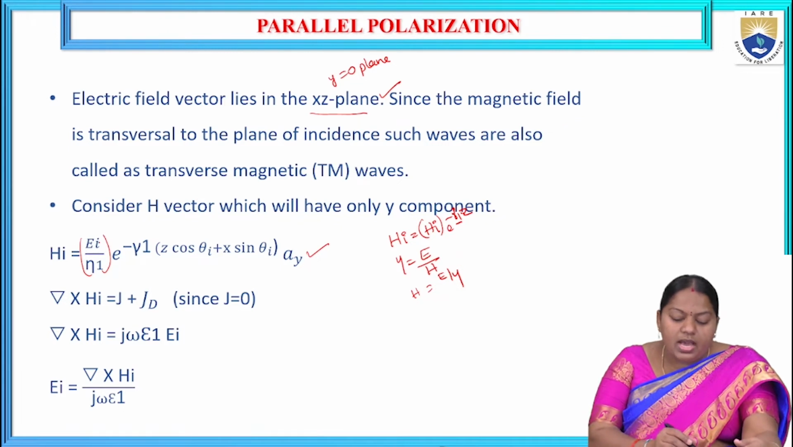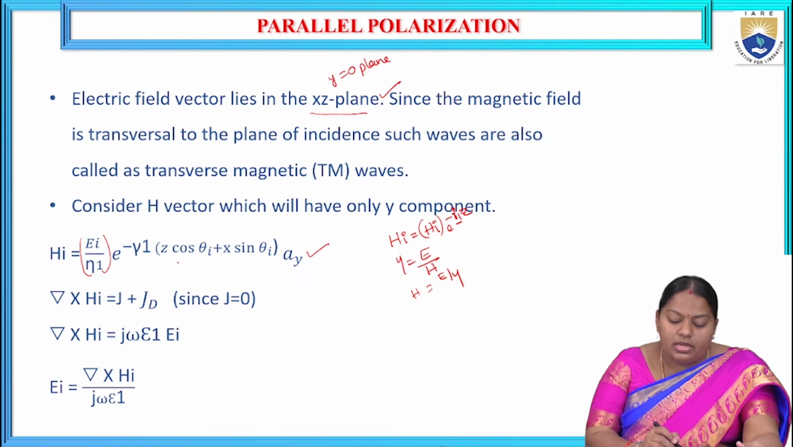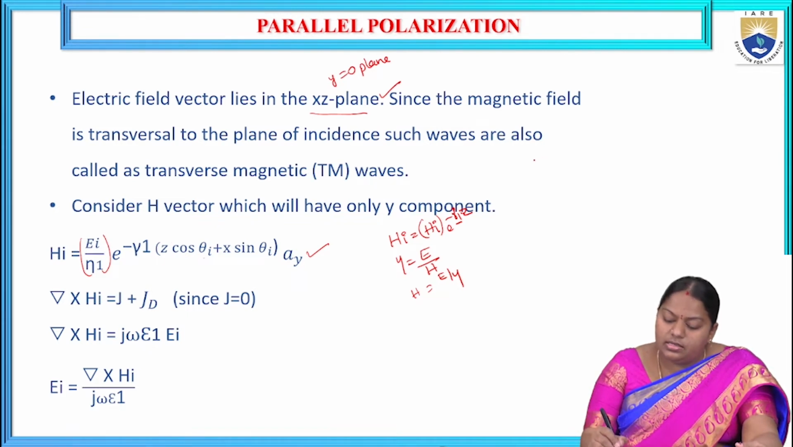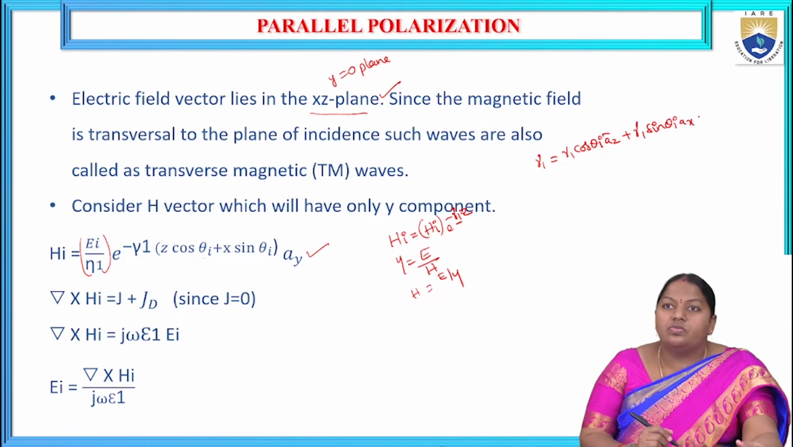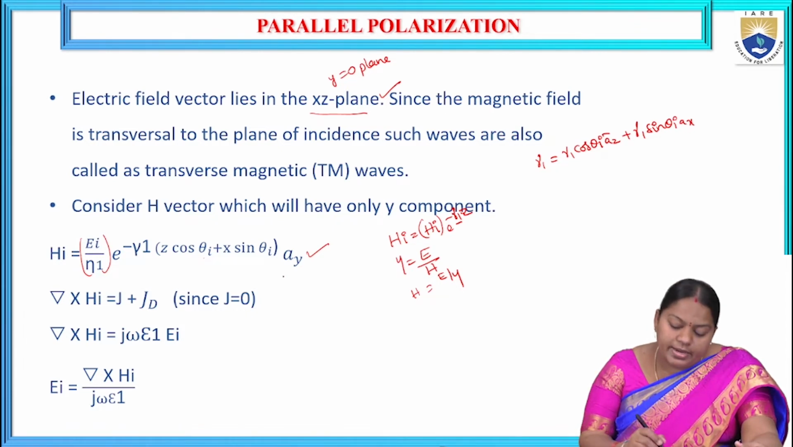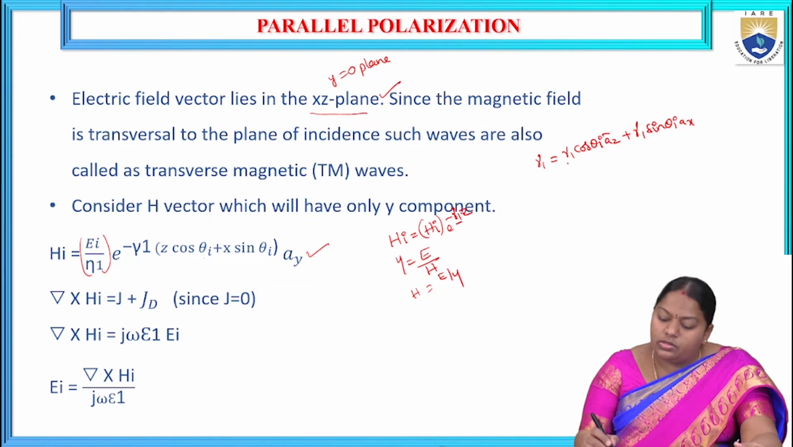So that's why Ei for the incident wave is Ei by eta 1 into e power minus gamma 1 into, see how we have written that: gamma 1 can be written as gamma 1 cos theta I az plus gamma 1 sin theta I ax. Why? Because we have considered the xz plane and the direction here is the y direction. So gamma 1 cos theta az plus gamma 1 sin theta I ax into the z direction. Z component means z az plus x ax.